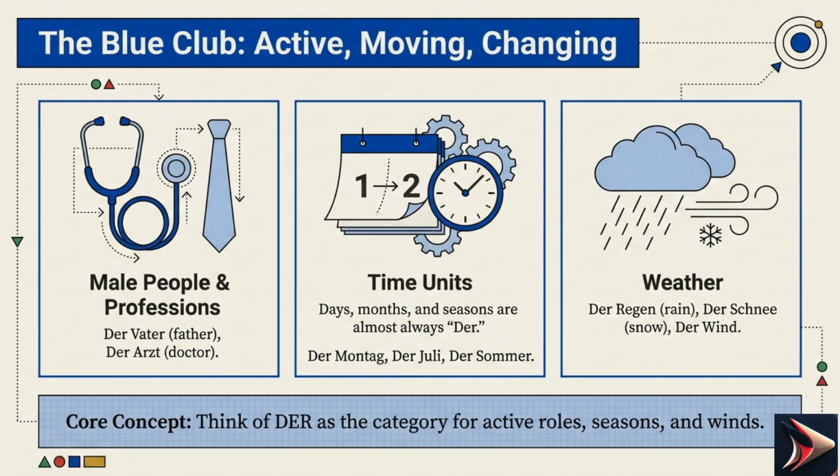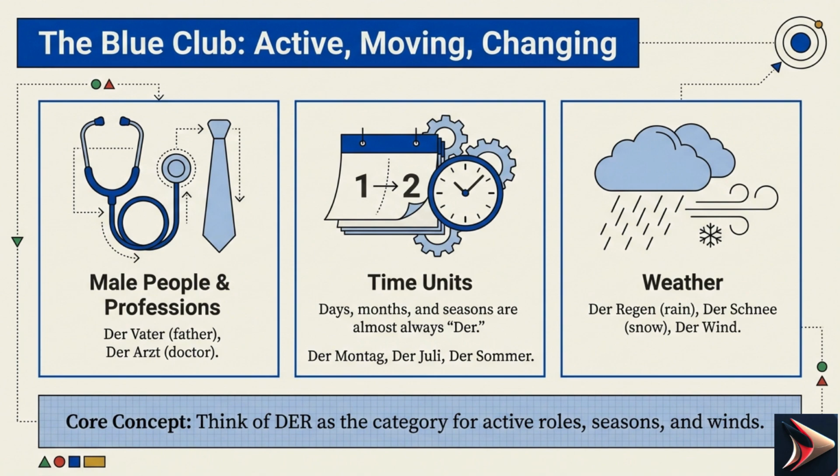All right, let's dive into our first club, the blue club, masculine, der. Now, while some nouns in here might seem a little random, there are actually some really clear patterns that can help us predict when a noun is going to be masculine. So the blue club, it's all about the calendar. Days, months, seasons. You know, if it's on a schedule, it's probably der.